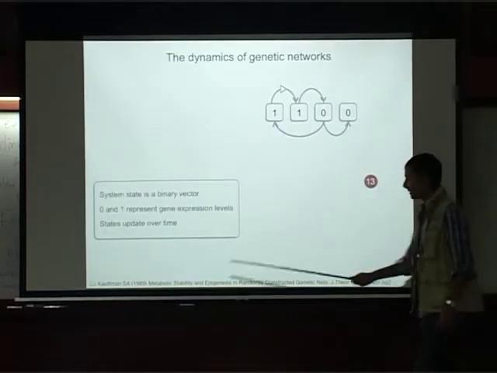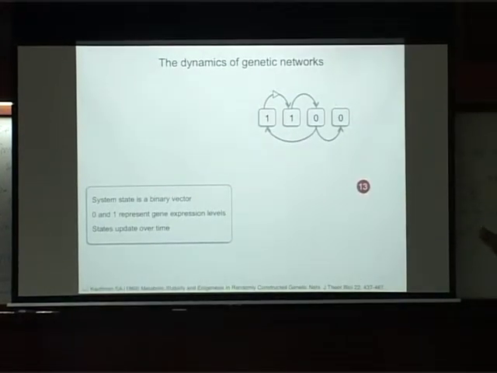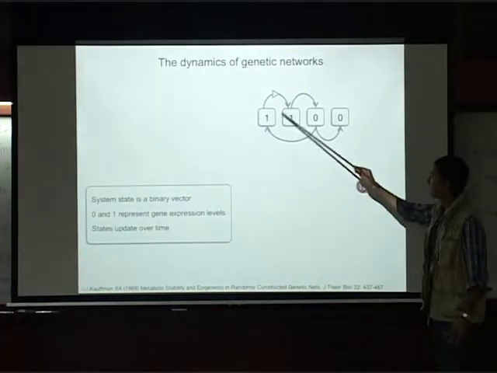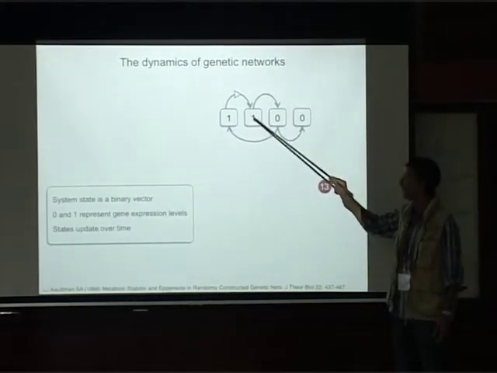So Stuart Kauffman was one of the earliest people to make sophisticated models of gene networks, and his models had the following features. So he described every gene, just like I talked about yesterday, as a binary variable. The gene is either off or on.